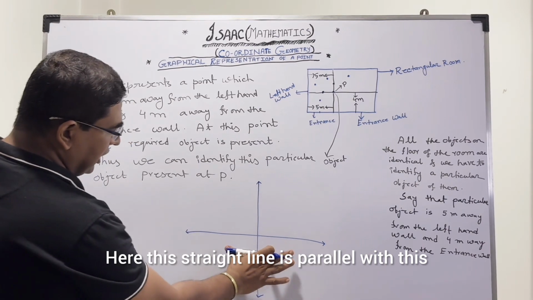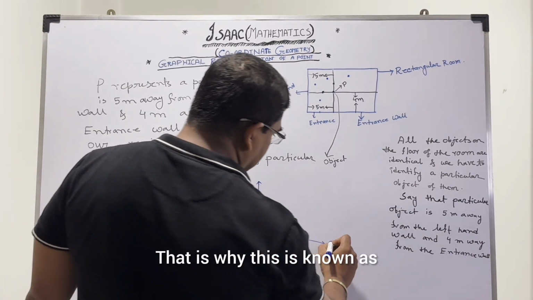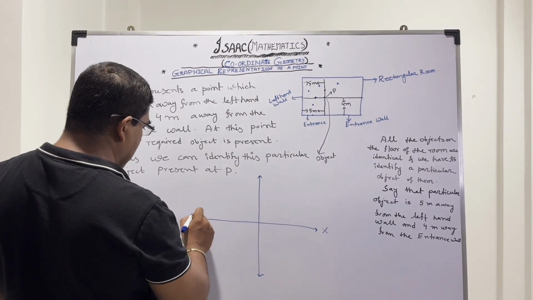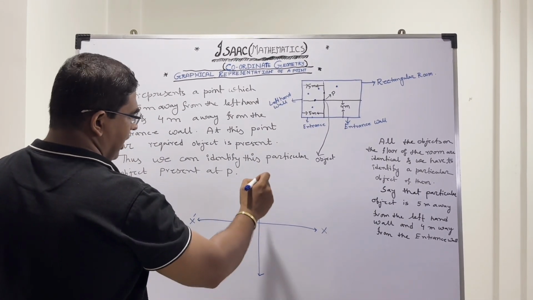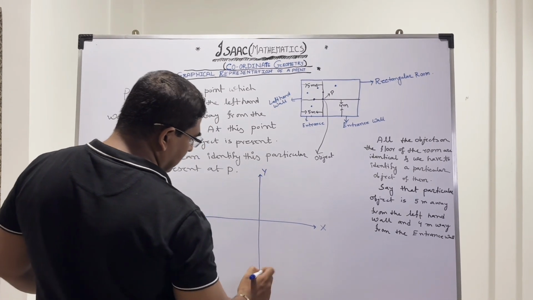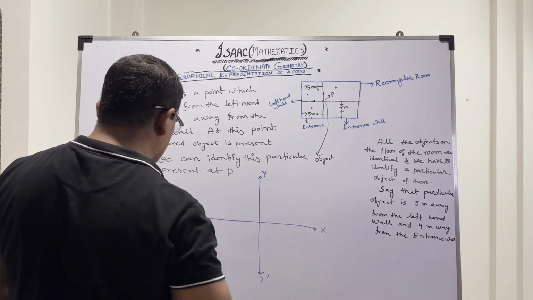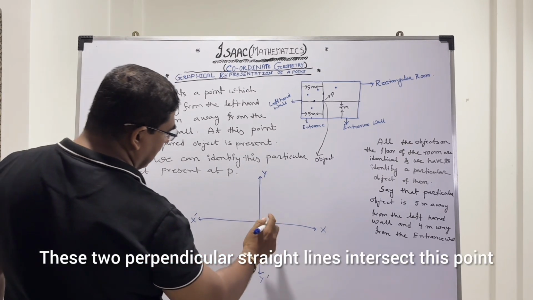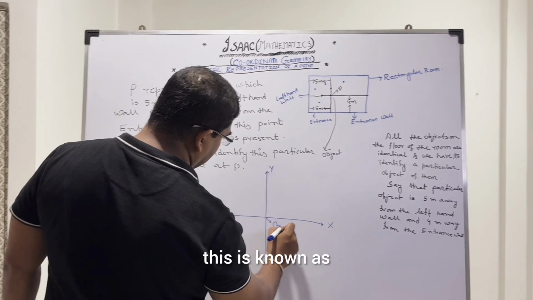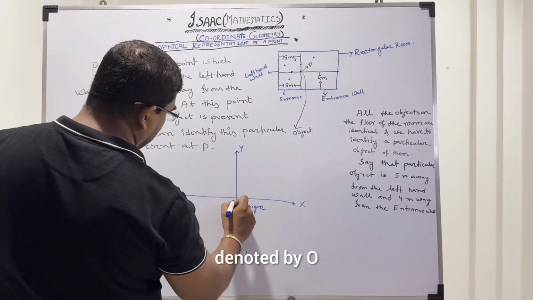Here this straight line is parallel with this. That is why this is known as x-axis, and this is perpendicular to this x-axis. This is denoted by y dash. These two perpendicular straight lines intersect at this point. This is known as origin, denoted by O.